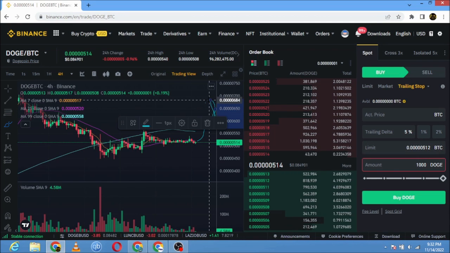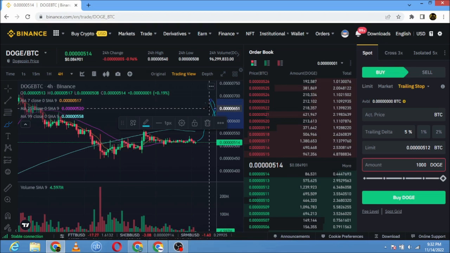Now Binance will count, once the market starts to go down 5% from where it has stopped. Once it reaches there, automatically it will stop there and trigger that sale automatically. That's how trailing stop works.